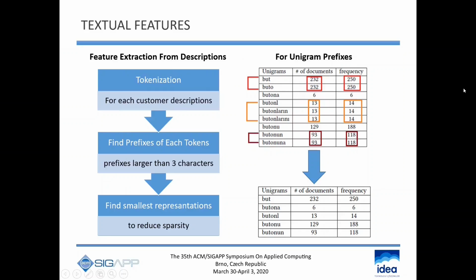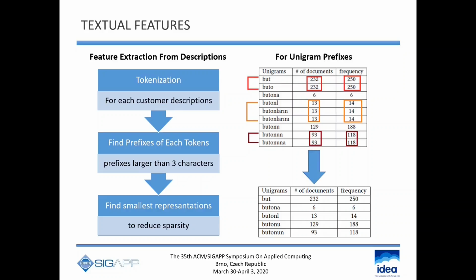The left side is our flow when we extract textual features. We applied tokenization to each customer description. This tokenization is based on sentences, and we also split by punctuation marks. After that, we find prefixes of each token, but prefixes should be at least 3 characters. If less than 3, we basically drop them, because most Turkish roots start from 3 characters. Less than 3 is generally stop words.